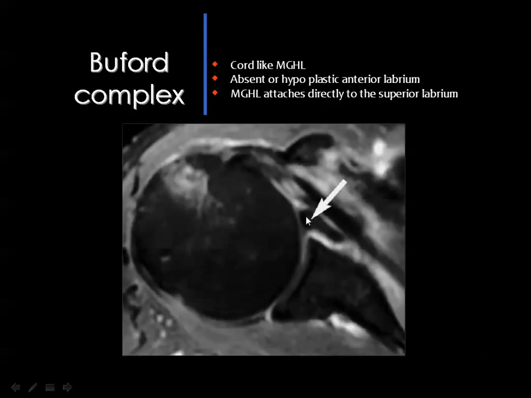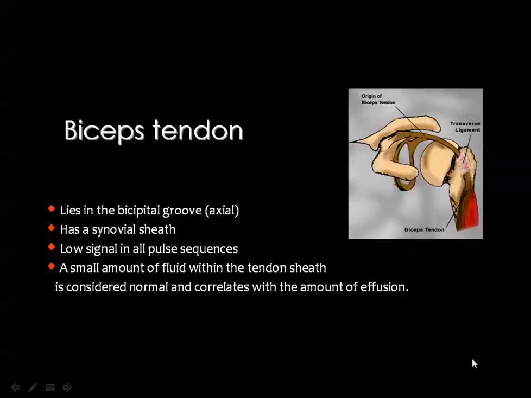Commonly, this bifid complex is associated with absence or hypoplasia of the anterior glenoid labrum. Compare this labrum with the posterior labrum, which is more evident.